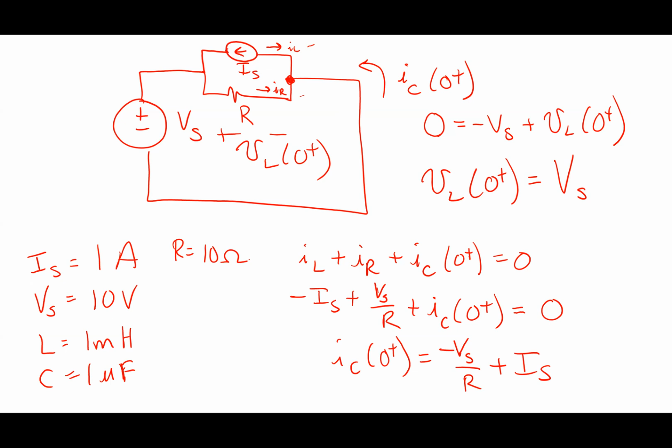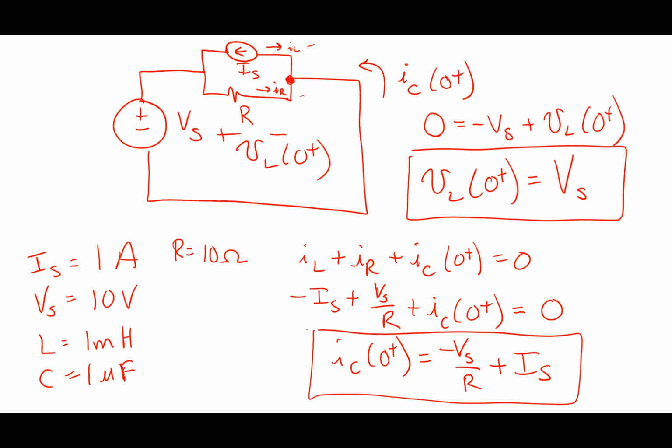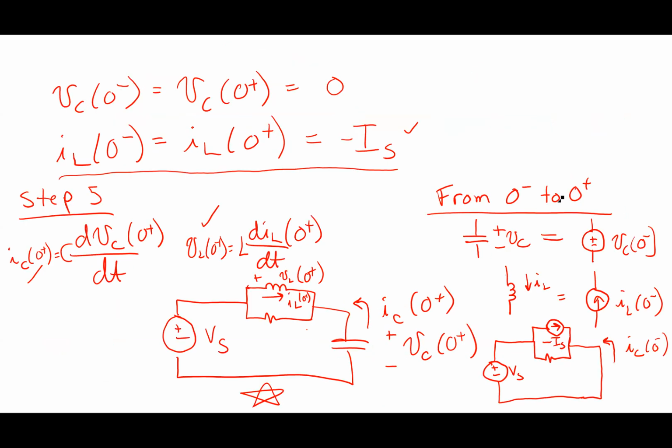All right. Now, since I solved for VL of 0 plus, and I solved for IC of 0 plus, I could then go back and solve for, so okay, we did a long-winded thing here. What was I doing this for? To get the derivatives. If I have IC, I can get C dV dt. If I have VL, I can get dI by dt, right? That's the whole reason why I was doing that.